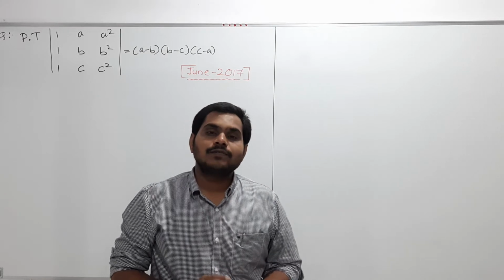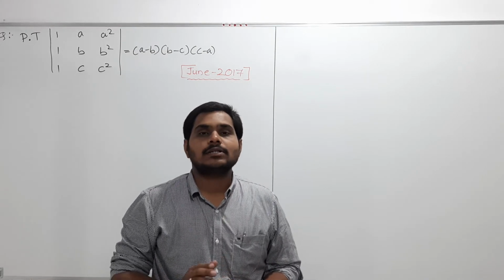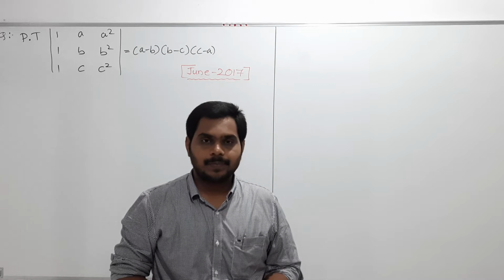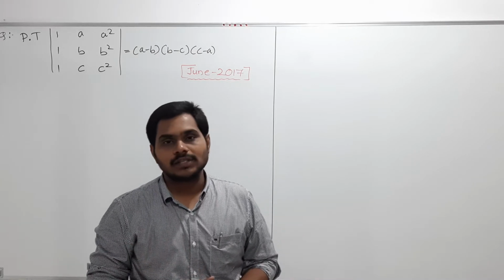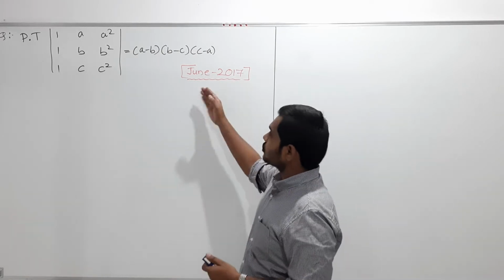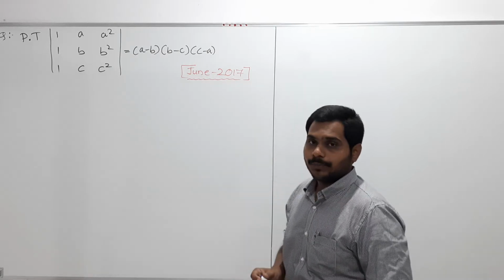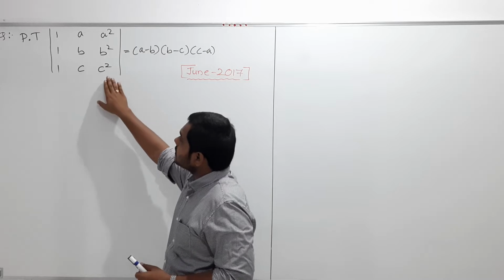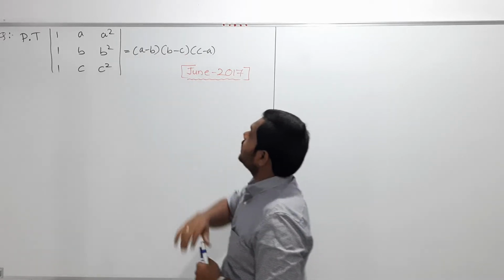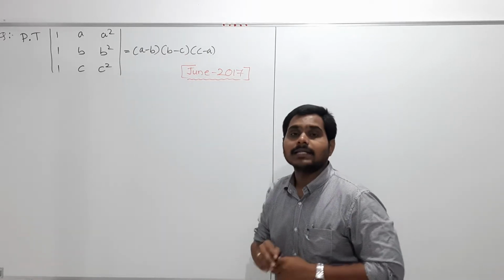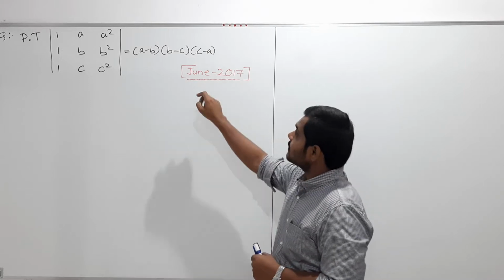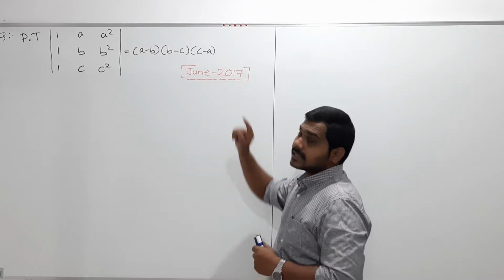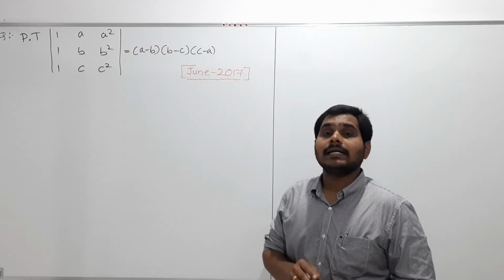In the previous videos, we discussed the questions based on the properties of determinants. And in today's class, I continue the questions. So now, my dear students, the next question I wrote on the board is: prove that the given determinant equals (a minus b) into (b minus c) into (c minus a). This question was asked in the June 2017 Karnataka Board examinations.